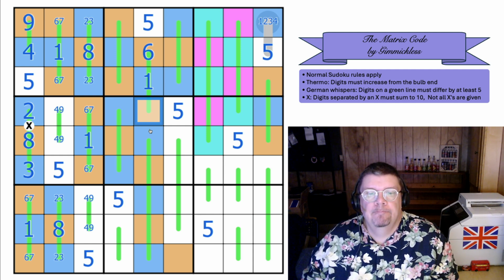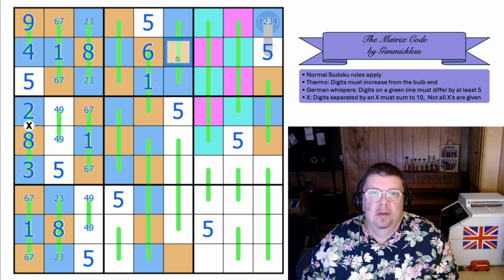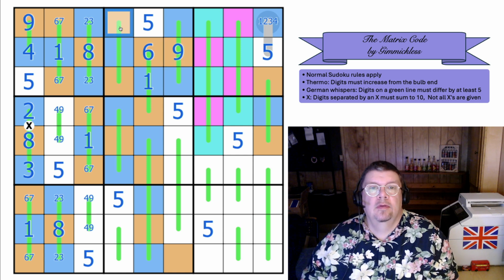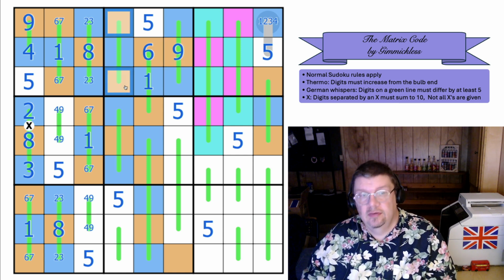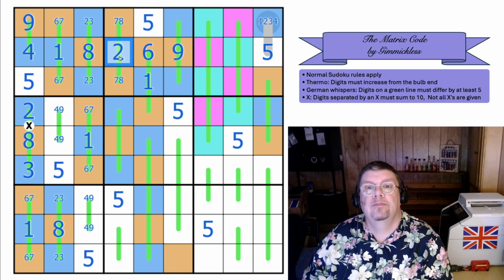Okay. Not sure there's more colouring I can do. Okay, that can't be 7 because that would have to be a 1-2 pair. So it must be a 9 by Sudoku. So that means this is a 7-8 pair, and that has to be a 2.